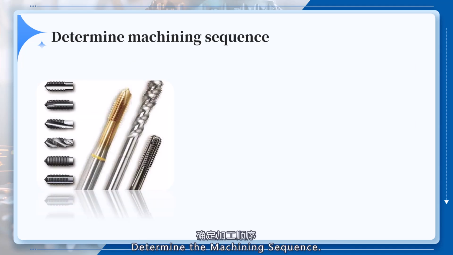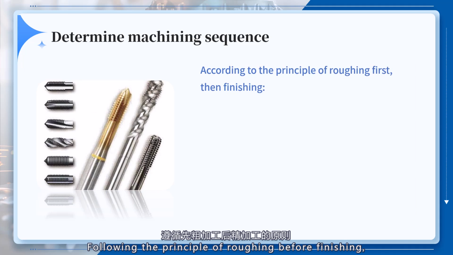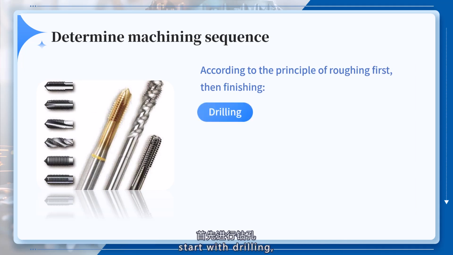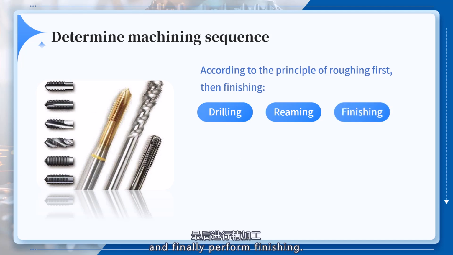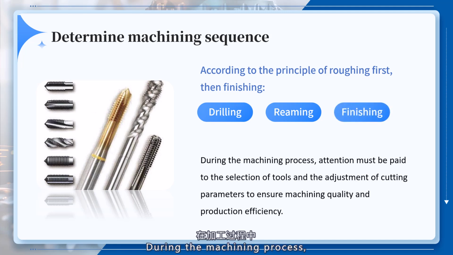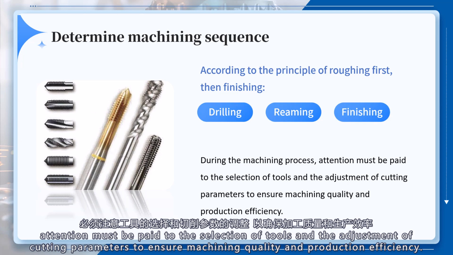Determine the machining sequence. Following the principle of roughing before finishing, start with drilling, then proceed to reaming, and finally perform finishing. During the machining process, attention must be paid to the selection of tools and the adjustment of cutting parameters to ensure machining quality and production efficiency.